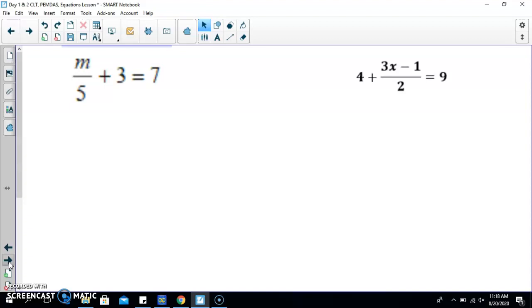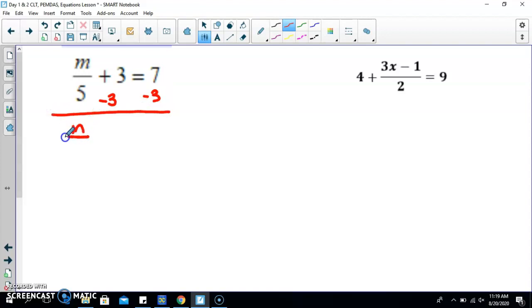Now, we're going to review some fractions which we looked at yesterday. So we have m divided by 5 plus 3 is equal to 7. In this first problem, we have a constant by itself because it's following the fraction. What we need to do first is get rid of that constant. So to get rid of a plus 3, we're going to subtract 3 from both sides.